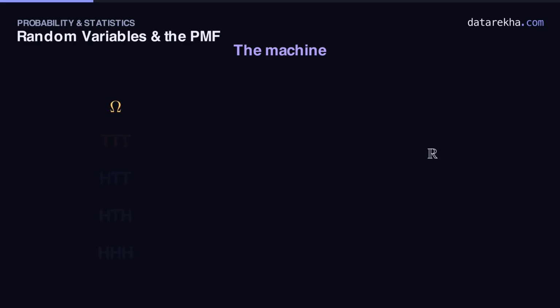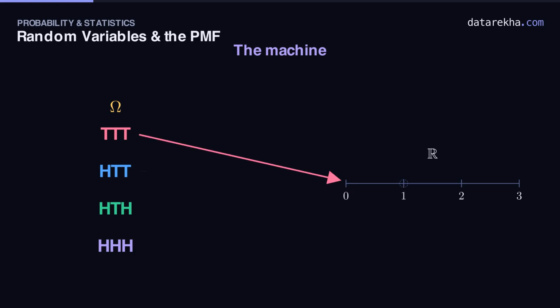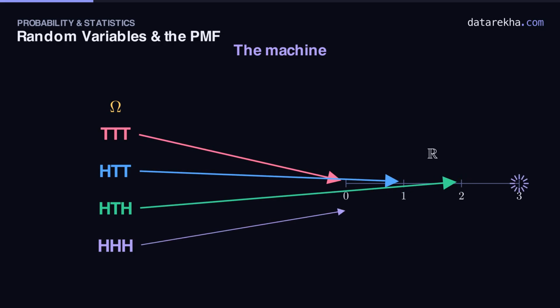Here it is as a picture. On the left, 4 outcomes from omega. On the right, a number line, the real numbers. The random variable X draws an arrow from each outcome to the number it lands on. TTT has no heads, so it maps to 0. HTT has 1 head, mapping to 1. HTH has 2 heads, so 2. And HHH, all heads, lands on 3. Every messy outcome is now just a point on the line.